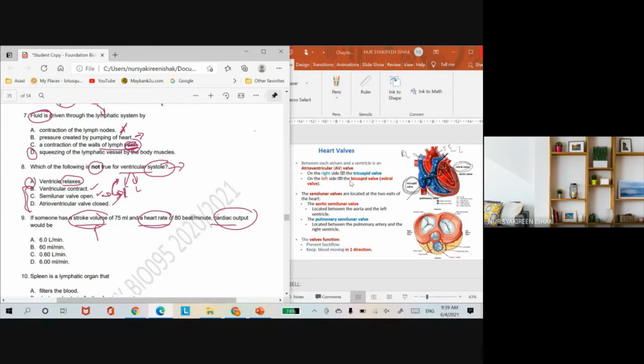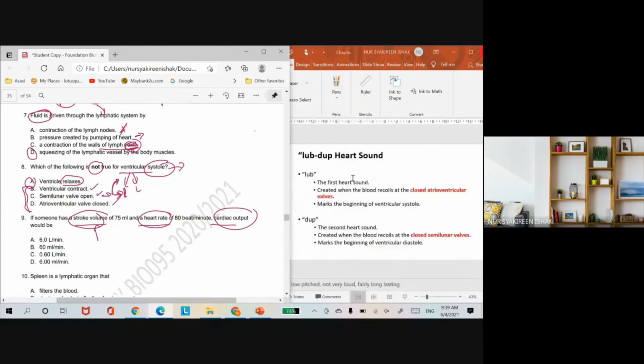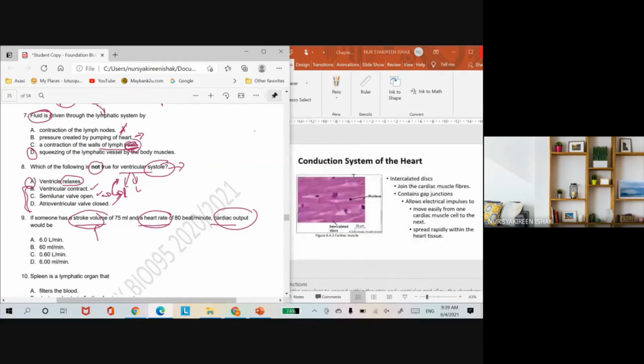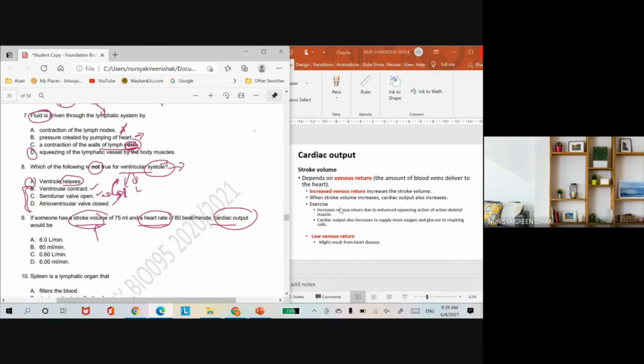You have to look at the definition. Same thing, you have to understand the concept. Look, cardiac output is here. Again, you have to know where exactly in your notes to find the information. So cardiac output is stroke volume times the heart rate. Normally, stroke volume is 70 ml per beat. The definition for stroke volume is here. It depends on the venous return, which is the amount of blood the veins deliver to the heart.